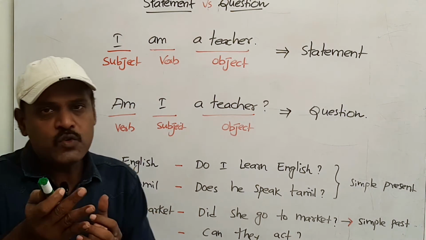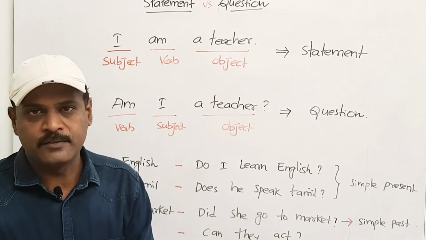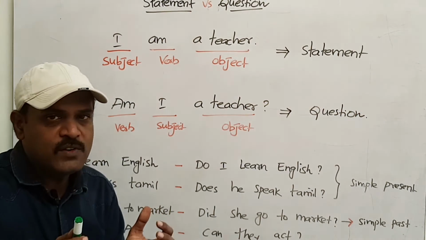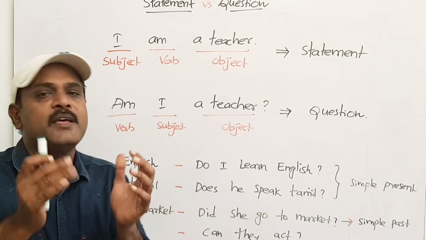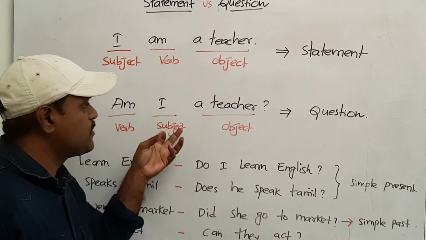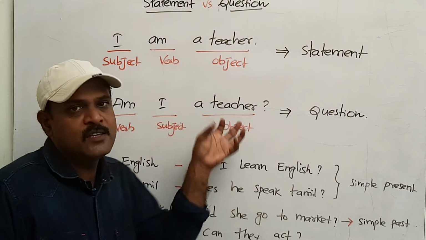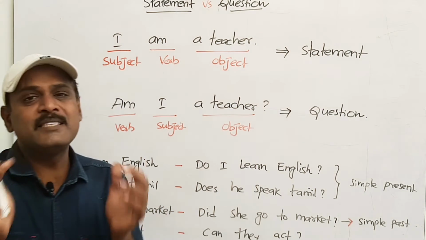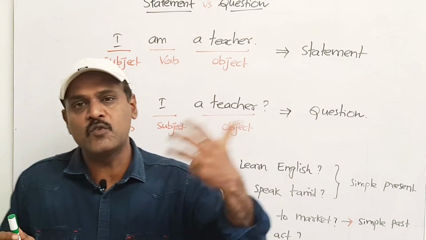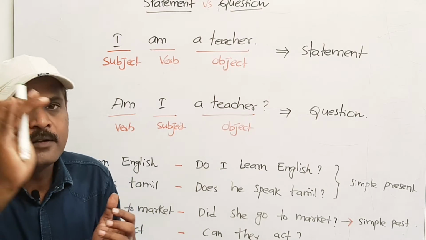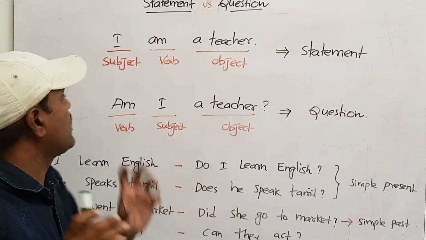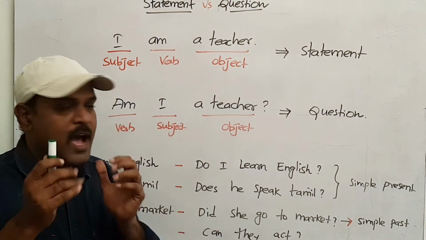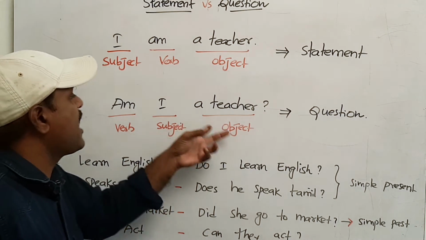Okay. How to convert it into a question? Am I a teacher? That is the question. In question form, at first we need to place the verb and then the subject, and finally the object. So this is the question. So the basic difference between statement and question is the placement of words. In a statement we have subject, verb, object, whereas in questions we have verb, subject and object.